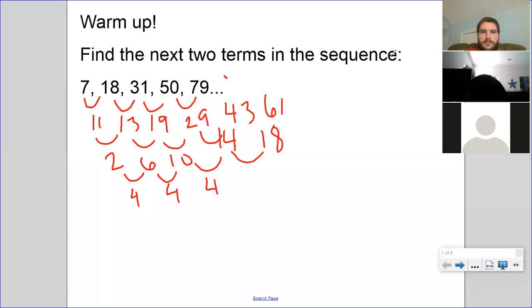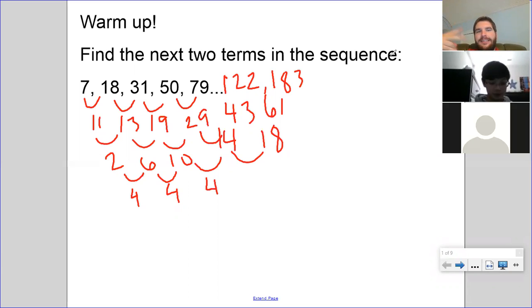Is 183. 122 and 183. Nice. So to reiterate what you did there, you essentially realized, okay, rate of change, first difference, not constant, right? It went 11, 13, 19, 29, and so on. You went to the second difference, still not constant, but now you realize the difference was just 4. And so at the third difference, it was constant.